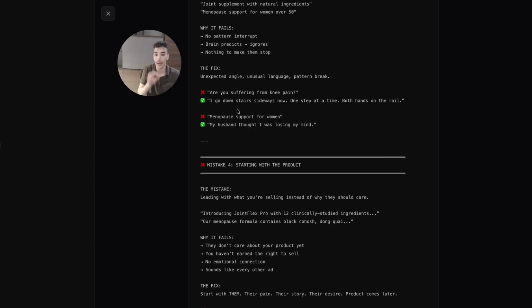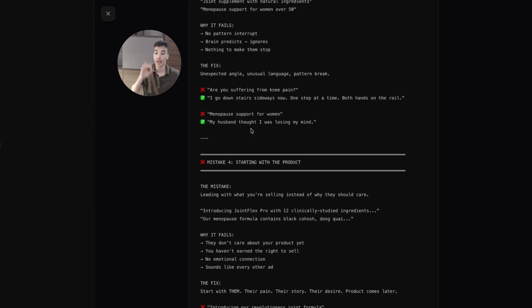Are you suffering from knee pain? I go downstairs sideways now, one step at a time, both hands on the rails. You know, like, what's going on? He describes exactly me. Menopause support for women. My husband thought I was losing my mind, or my husband thought I was cheating. So you create some symptoms, something related to their situation, and then you start from this.